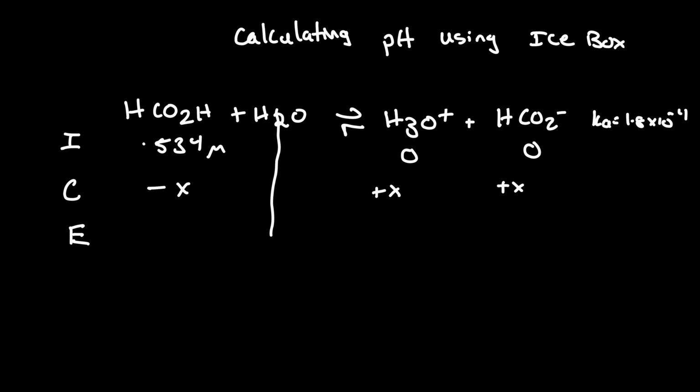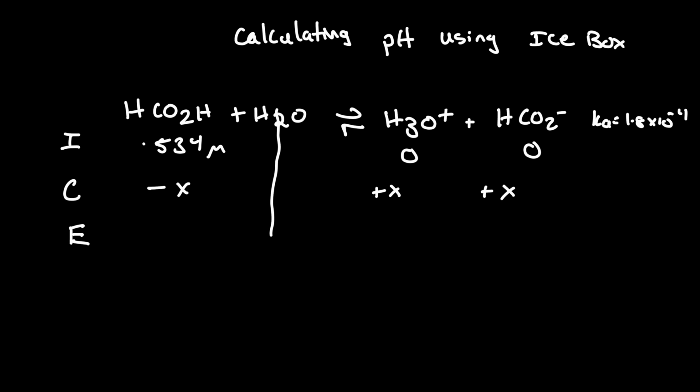And of course, that comes from our balanced chemical equation, right? If there had been a 2 here, let's say, then this would be 2x. But in this case, there's not. So we can ignore the 2.